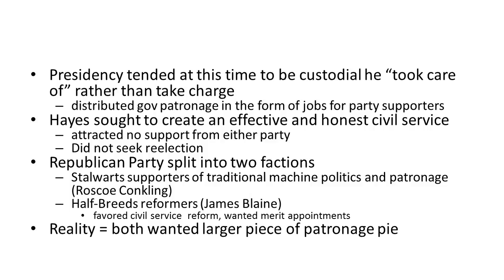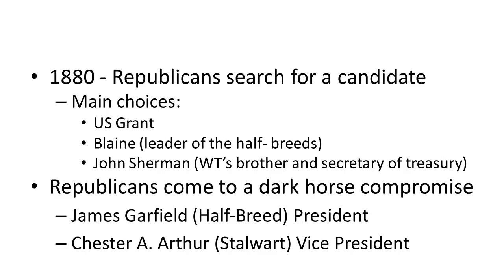Now, the Republican Party at this point splits into two factions: the stalwarts, who are supporters of traditional machine politics and patronage, and the half-breeds, who are reformers. And the half-breeds favor civil service reform. They want merit-based appointments. At least that's what they say in public. But the reality is this is more an argument about who gets to control the handing out of patronage than an argument about how patronage is handed out. Now, this argument comes to a head in the election of 1880 because the Republicans are looking for a candidate.